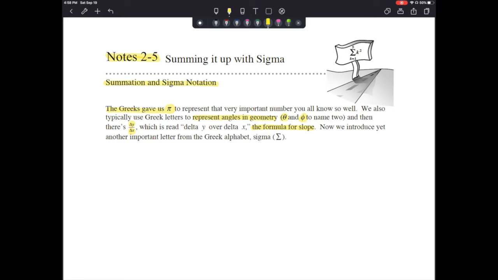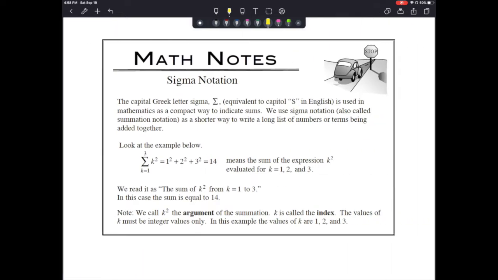Today we are going to reintroduce another important letter from the Greek alphabet, and that is our sigma. You did learn about sigma in Algebra 2. That's when you were finding the sums of series. Today we're going to study it a little bit more.